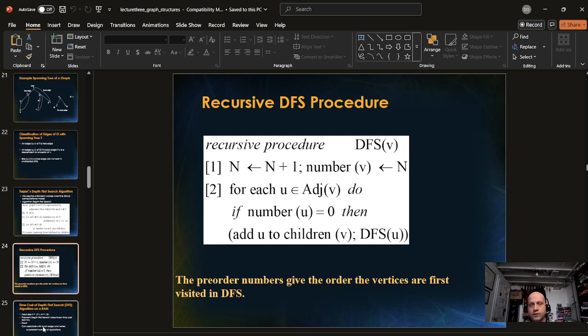Now this can be applied recursively. In depth first search of the vertex v, n is incremented to n plus 1, the number of v is assigned to n, and for each u in the adjacency set of the vertex, do: if the number of u equals 0, then add u to the children of v and invoke the depth first search on the lowercase u.